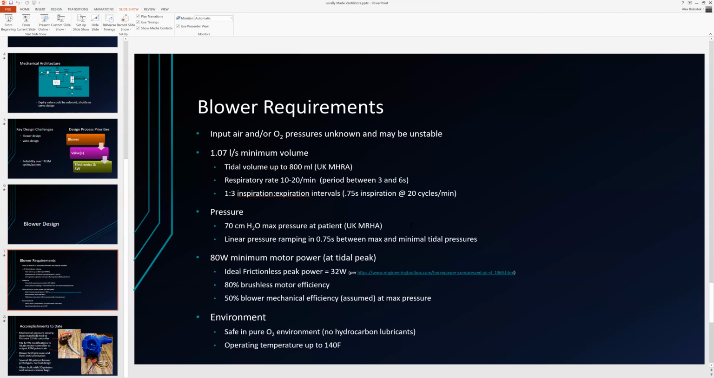Capability has to be at least 70 centimeters H2O, which is almost exactly 1 psi, with linear pressure ramping for a pressure control design. And so the motor calculations I did were based on the ideal energy that it takes to compress this air to 1 psi, which is about 32 watts.